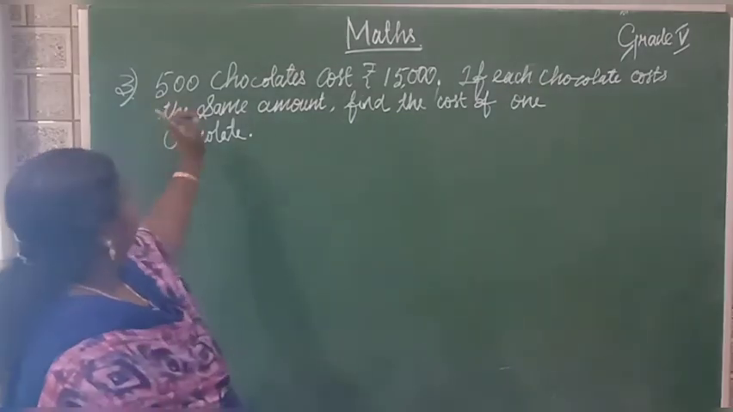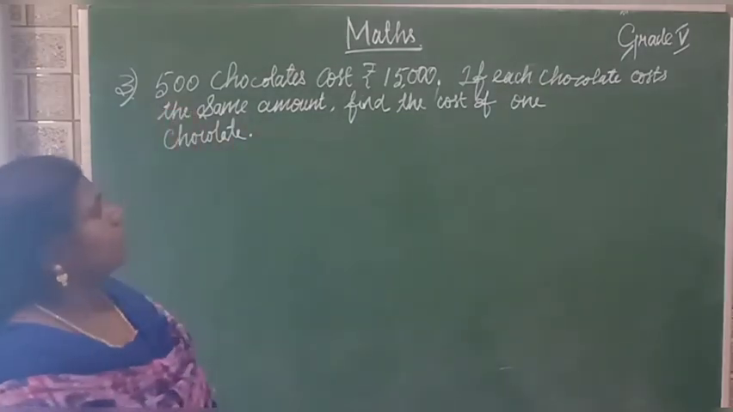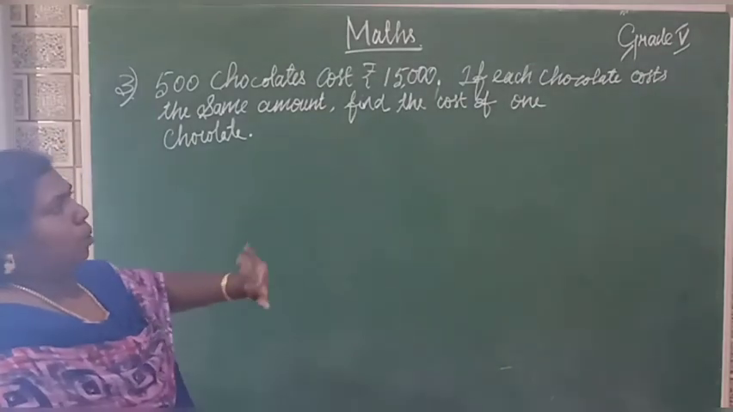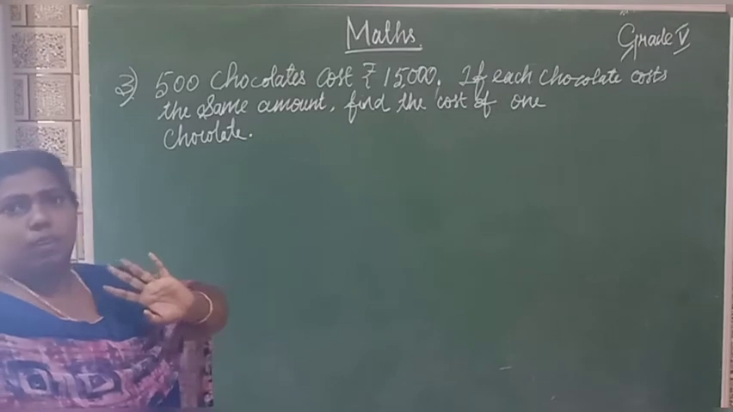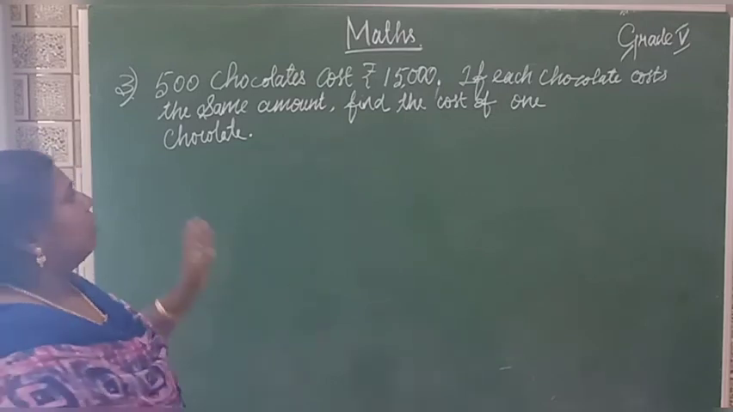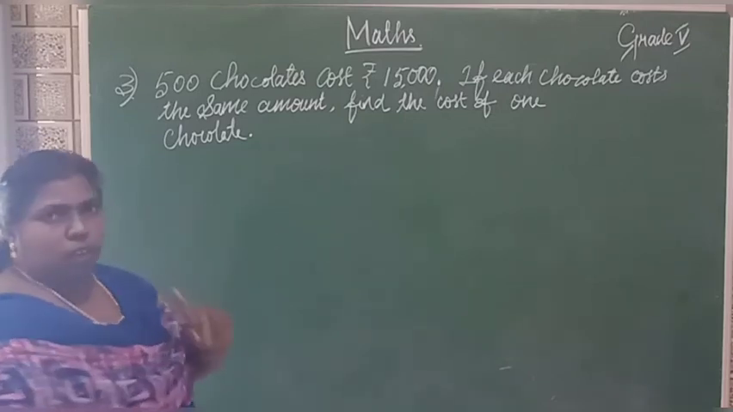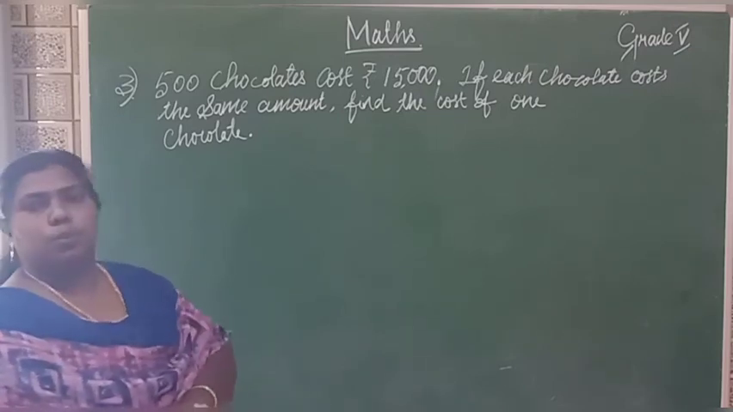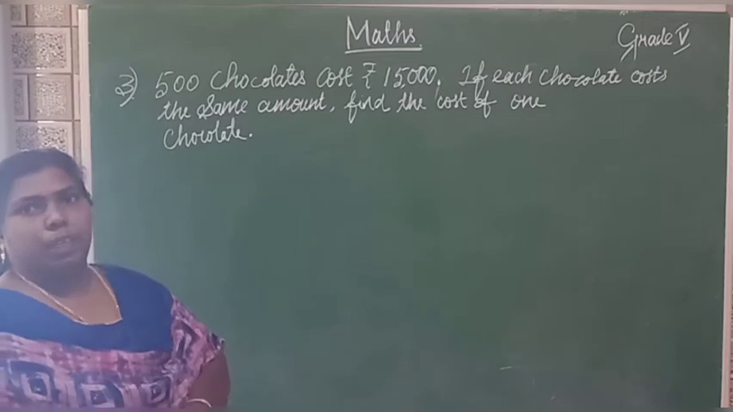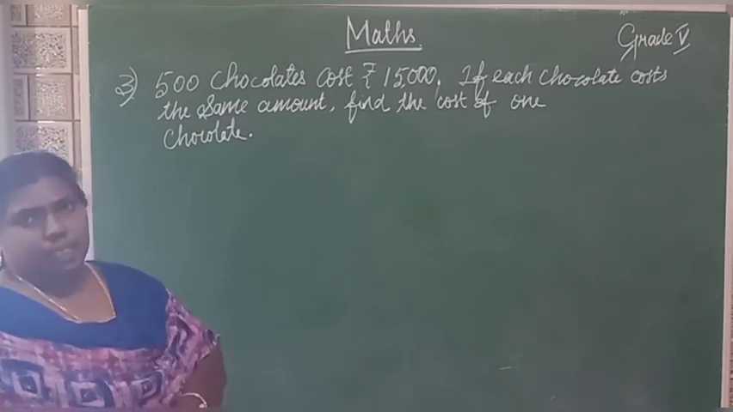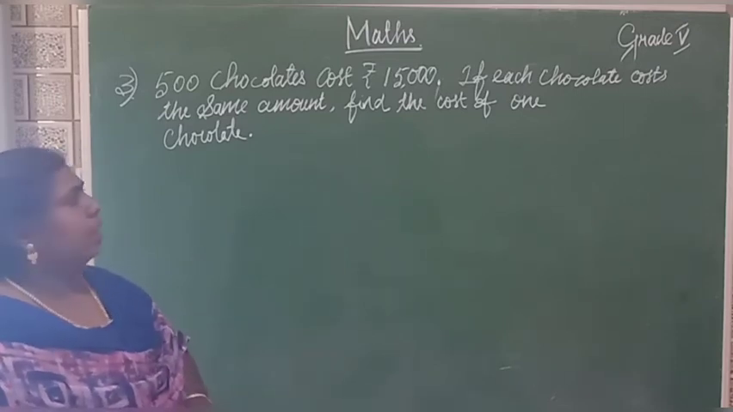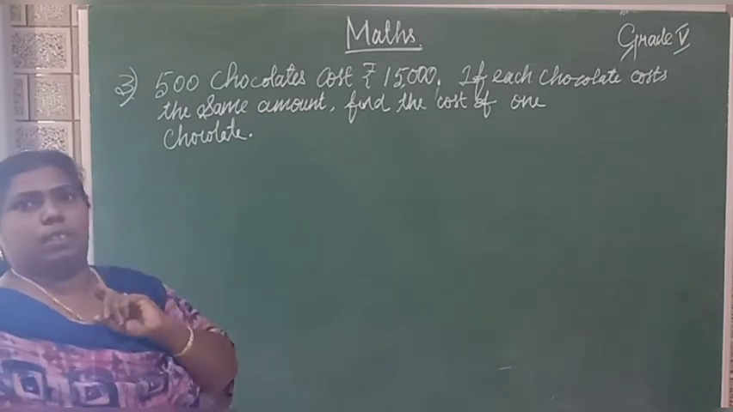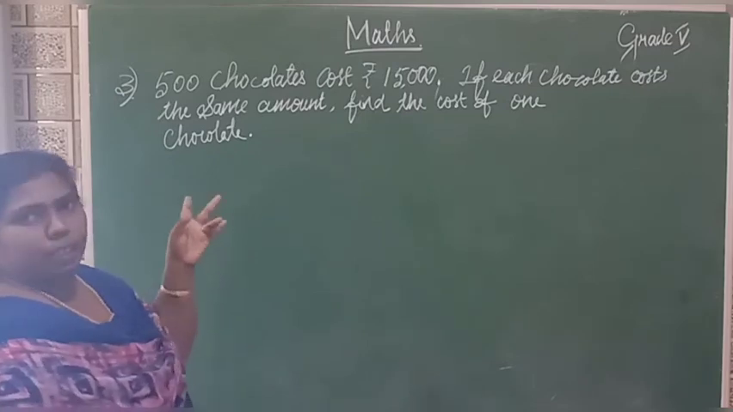See the third example. Example 3. The 500 chocolates cost rupees 15,000. If each chocolate costs the same amount, find the cost of one chocolate. So here we are going to use which operation? Do you know, multiplication or division? Yes, we are going to use division, isn't it? So we want to find the cost of one chocolate, so we are going to divide this value, isn't it?